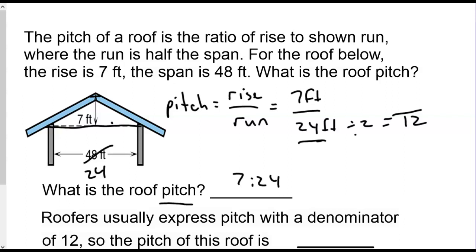What you do to one side, you have to do to the other. You got to keep it balanced. So 7 divided by 2 is 3.5, and although it's a kind of an ugly number, somebody might say, gosh, well, it's not a whole number. We'll be dealing with a lot of those, but this pitch, technically, if you're talking to a roofer, would be 3.5 to 12. And so that's the pitch of the roof.